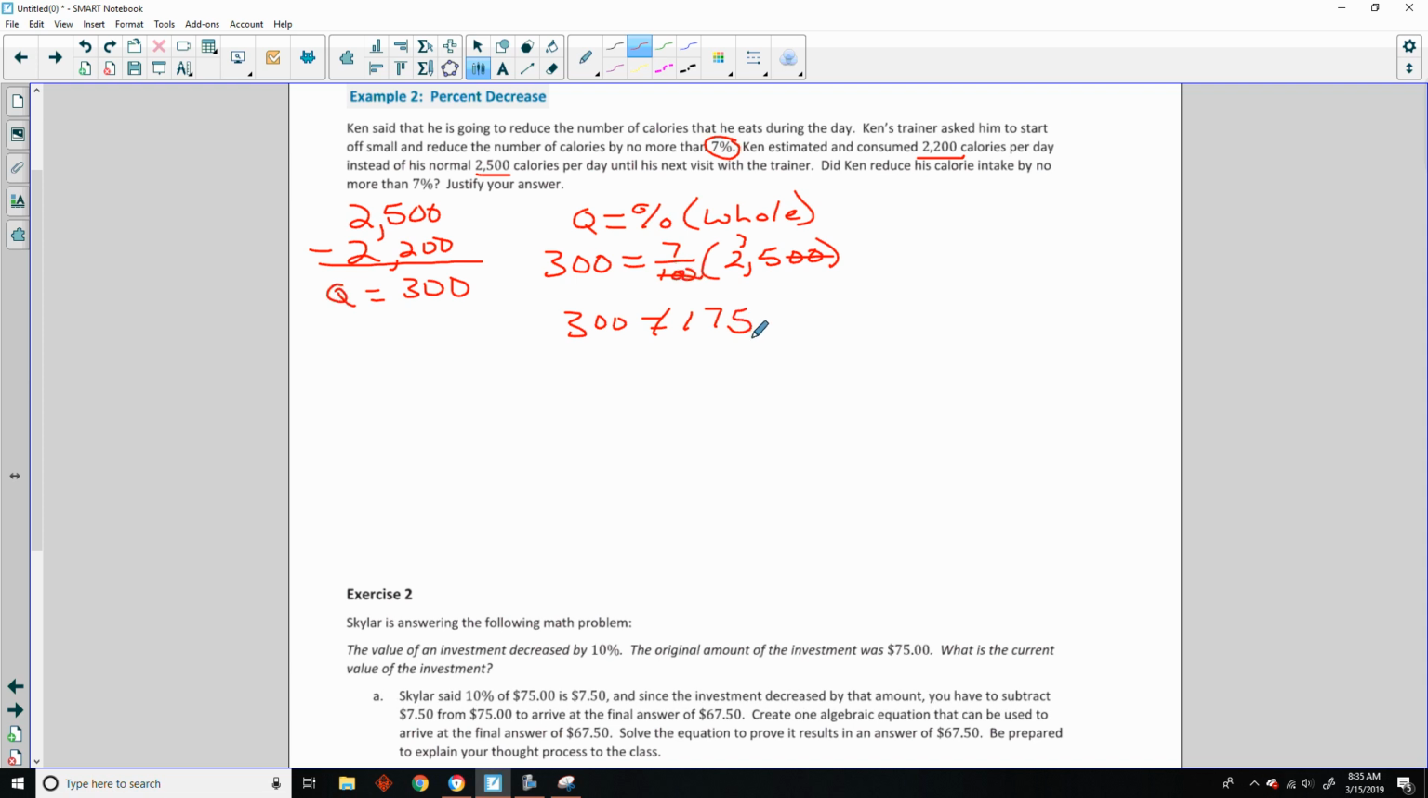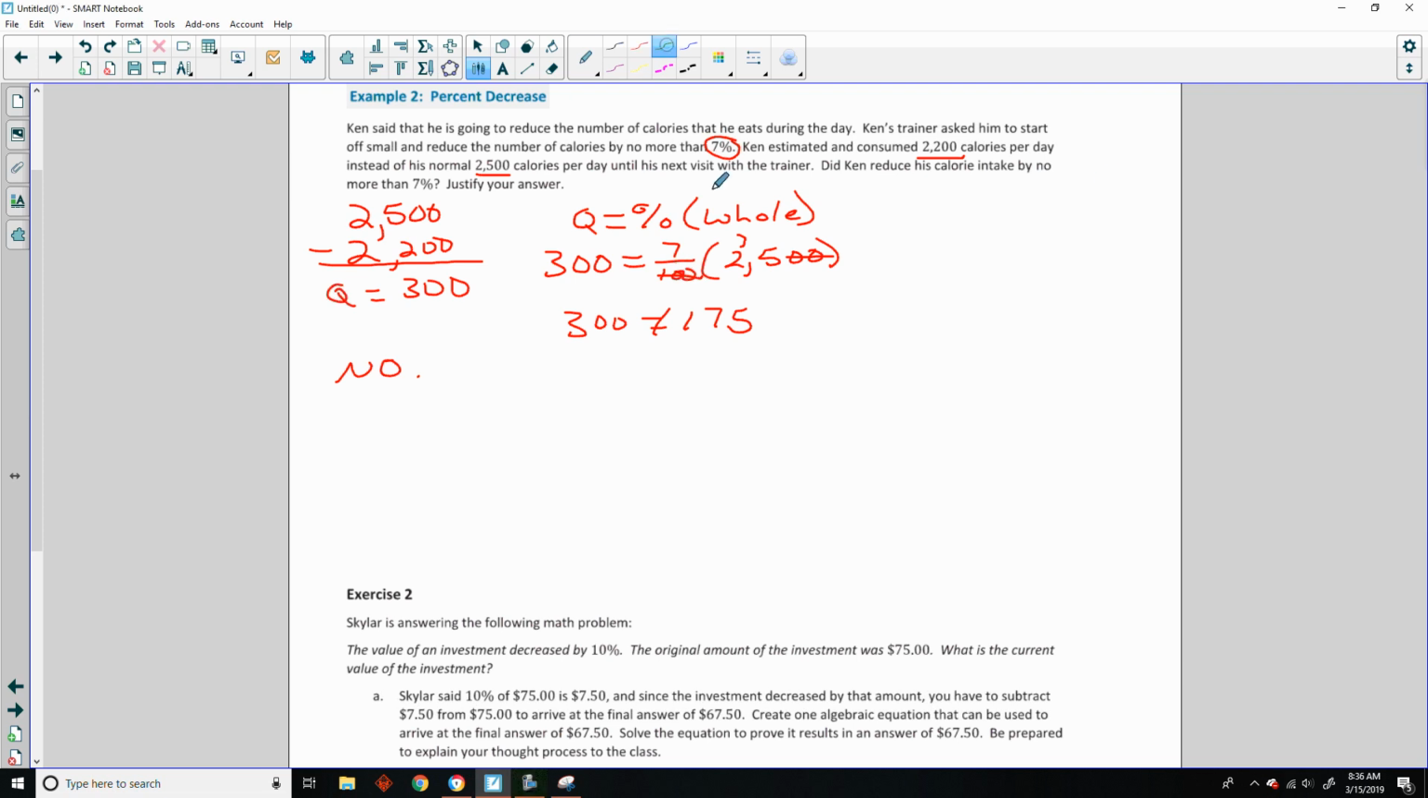more than 175 calories, so the answer is... Did he reduce his caloric intake by no more than 7%? No. He decreased his caloric intake by more than 7%. 7% was 175 calories, and he reduced it 300. Almost 14, almost double. Okay? So the answer is no.